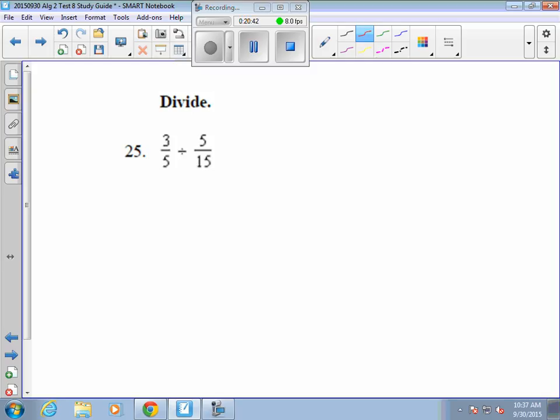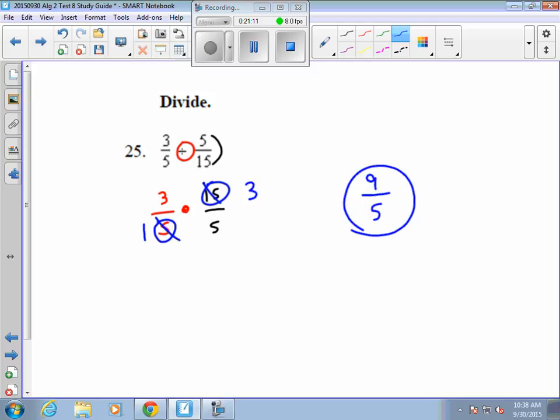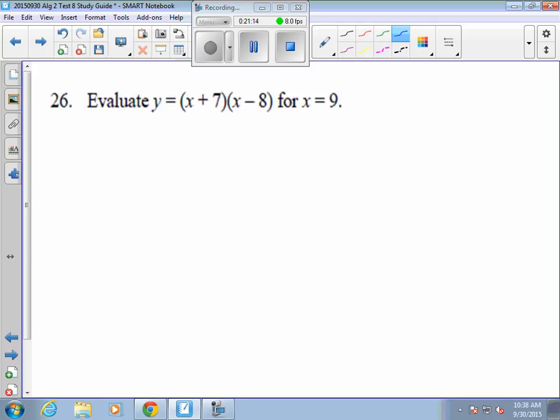25 tells you to divide these fractions. 3/5 divided by 5 over 15. 3/5 remains the same. Division becomes multiplication, and you multiply by the reciprocal. 5 over 15 becomes 15 over 5. You can cross cancel to make smaller numbers. The number 5 goes into both 5 and 15. It goes into itself once, and it goes into 15 3 times. Now we're just dealing with smaller numbers. 3 times 3 is 9, and 1 times 5 is 5. 9/5 is a reduced version of an improper fraction.